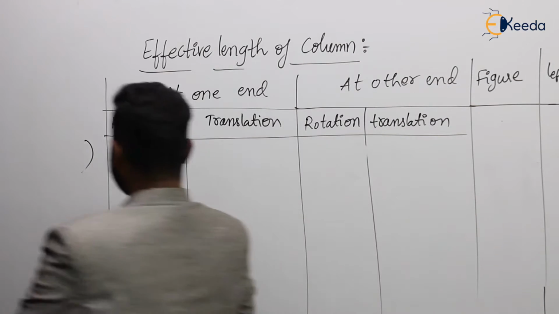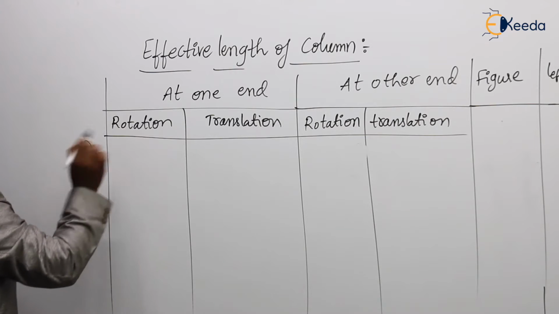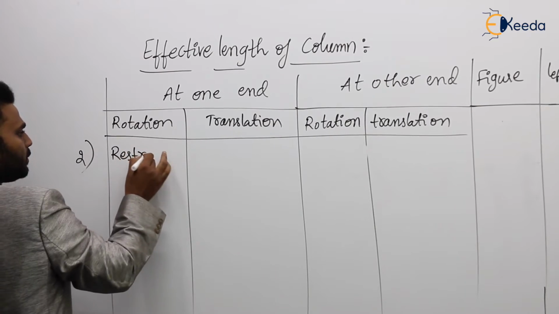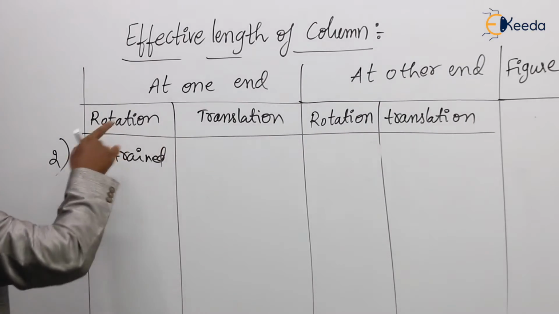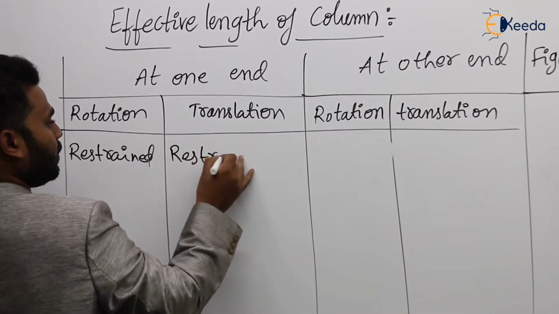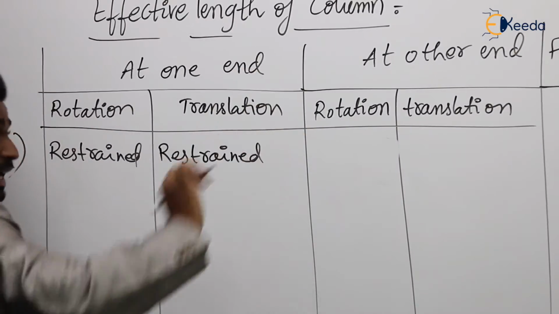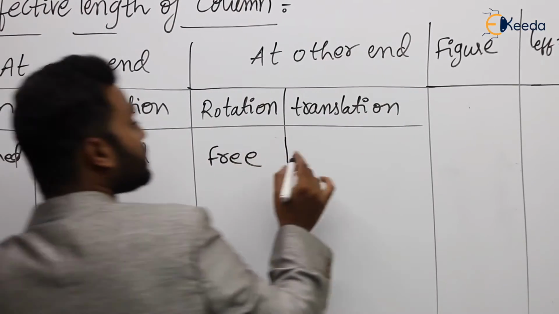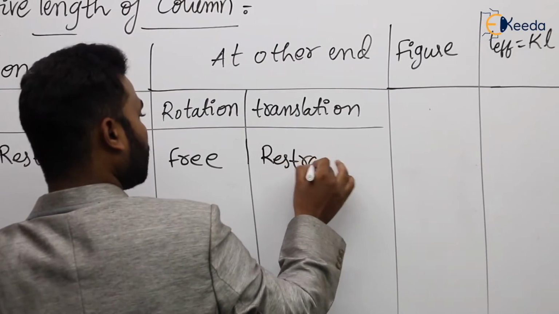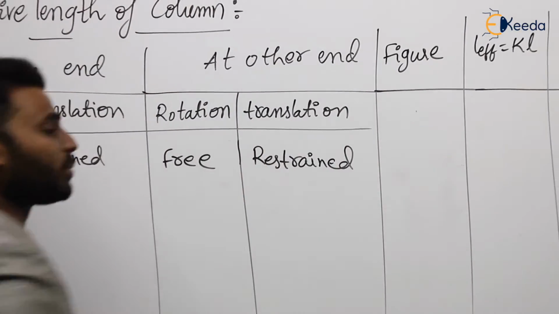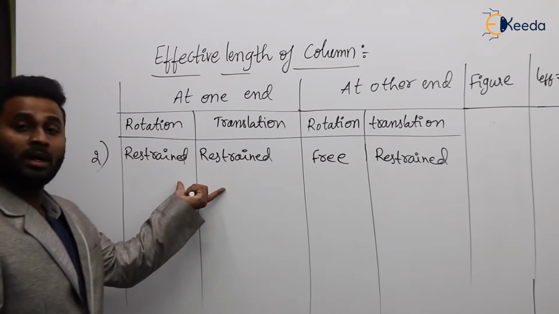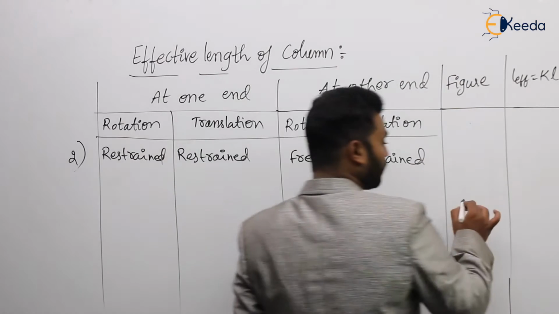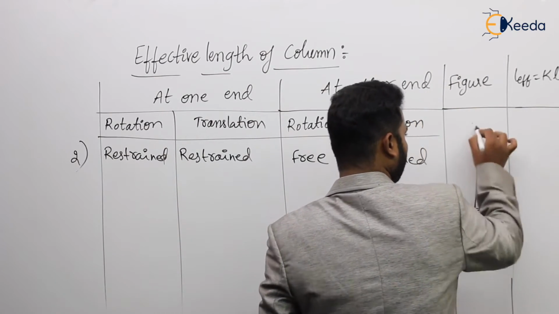So next case. Take at one end both rotation and translation are restrained. At the other end, for rotation it is free to rotate, but translation is restrained. Now which type of support is it? Obviously at one end both translation and rotation are restrained, so that one end is fixed, no doubt. Then what about the other end?